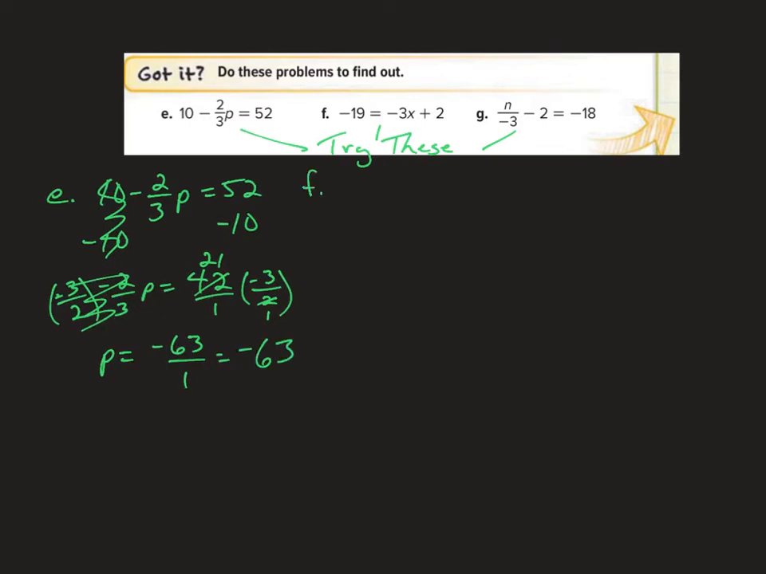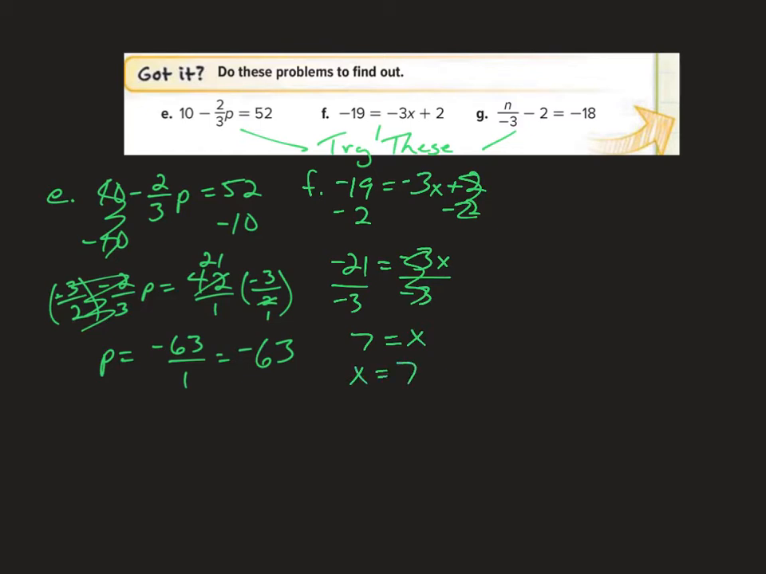For F, we've got negative 19 is equal to negative 3x plus 2. So again, first step, we're going to subtract 2 from both sides of the equal sign. And we're left with negative 21 on the left-hand side of the equal sign equals negative 3x. To get x alone, we're going to divide by negative 3. Negative 21 divided by negative 3 is 7. So we end up with 7 equals x, or x equals 7.